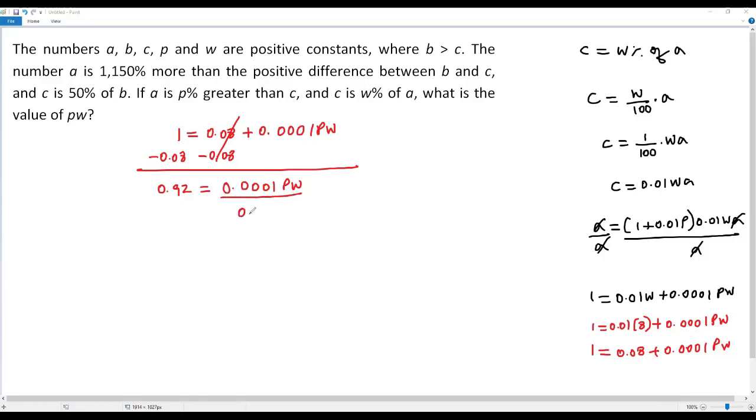Since our aim is to solve for PW, we have to get rid of this value. Now let me divide both sides by 0.0001. Let me do the same thing on the left side as well. Here this one will cancel out. When I divide 0.92 by 0.0001, I'm getting 9200. On the right side, we have P times W. Here I got the value of P times W. Its value is 9200.